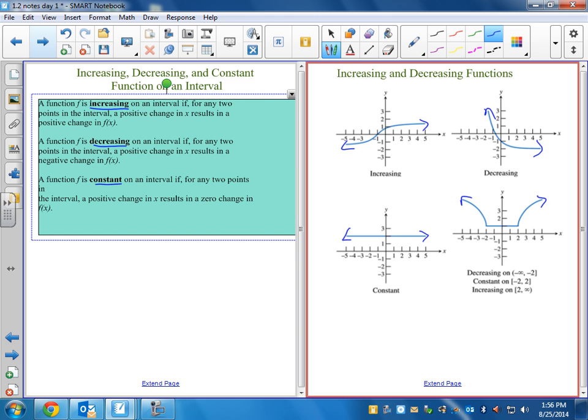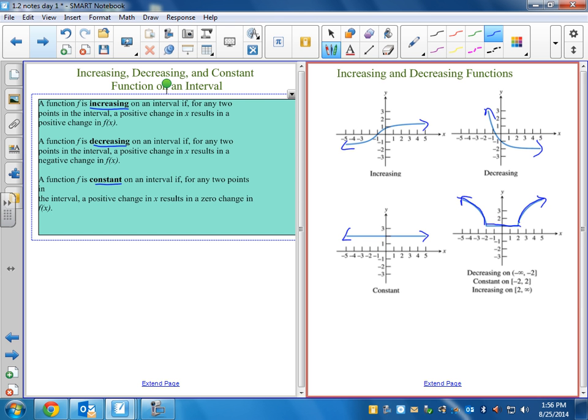But they say that this is decreasing from negative infinity to negative 2, because this is going down. And then at negative 2, it changes to constant, because it doesn't change at all. And then from 2 to infinity, it's going up. They include that point where it changes, negative 2 and 2.